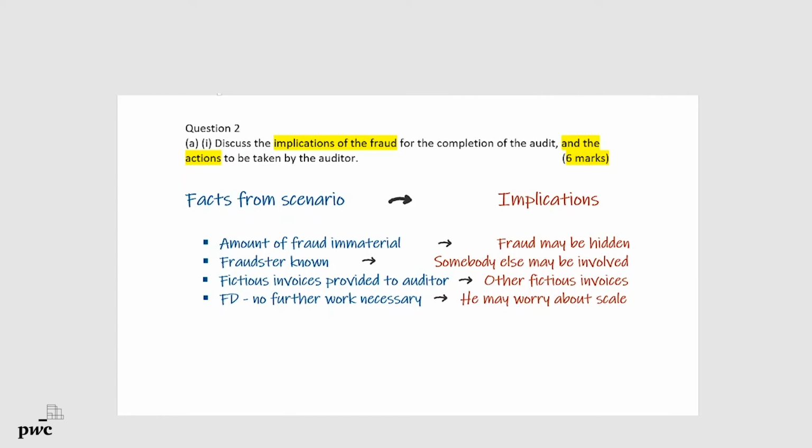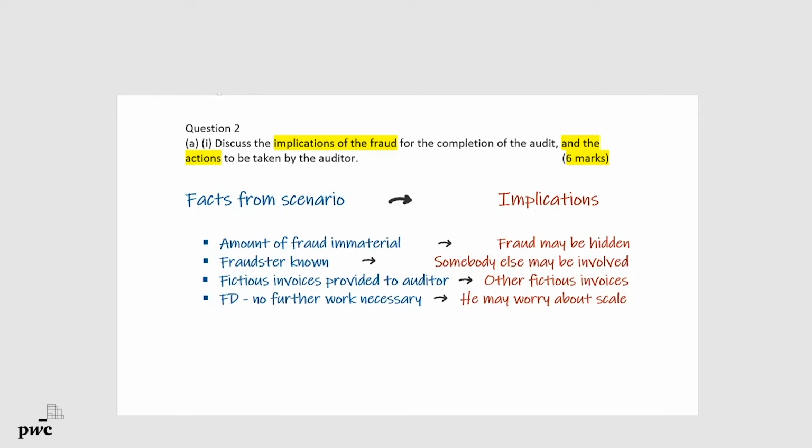Requirement A of question 2 gives us three small scenarios. I'd like to discuss two of them. The first scenario relates to fraud uncovered by the client. We are asked to discuss the implications of this fraud for the completion of the audit and the actions to be taken by the auditor.